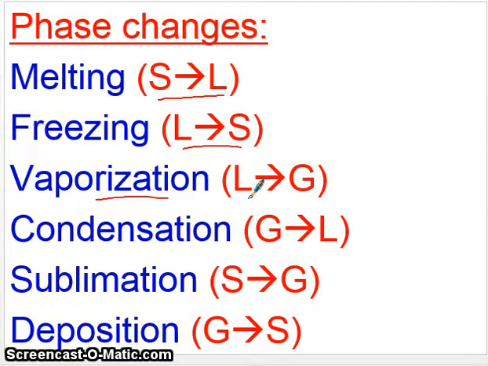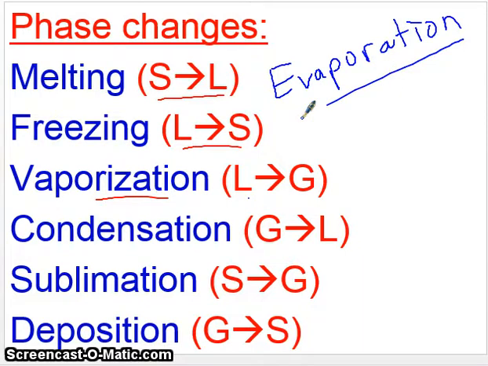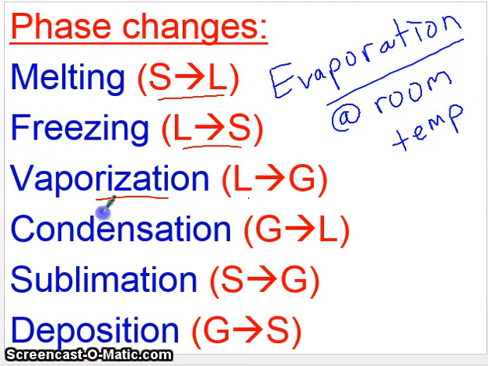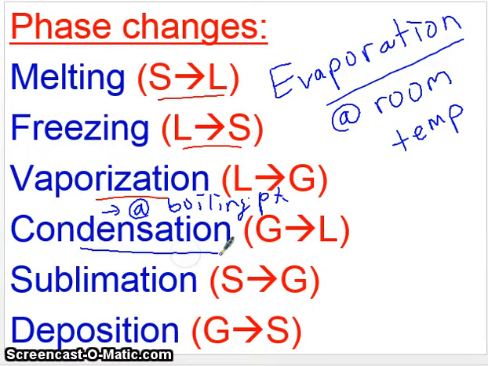Now there's another phase change that's similar called evaporation. Now evaporation is actually different from vaporization in that evaporation usually happens at room temperature, whereas vaporization happens at the boiling point of the substance. And for our purposes, these two can be thought of as the same thing, but technically there is a difference. You have to be at the boiling point to call it vaporization, but water can evaporate just sitting on the table, and that's the difference. The opposite of vaporization then is condensation, which is going from a gas back to a liquid.